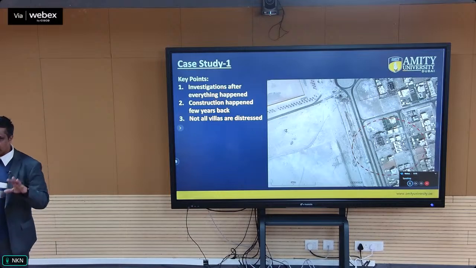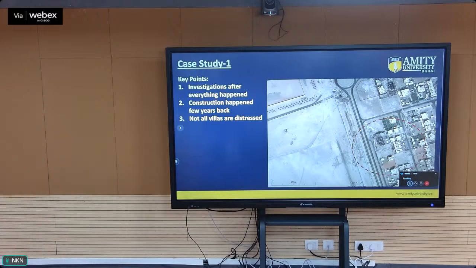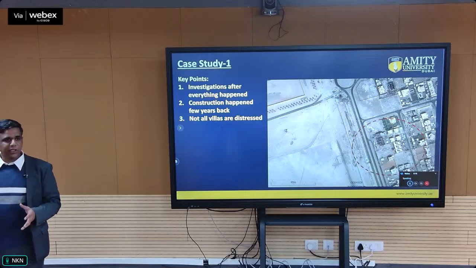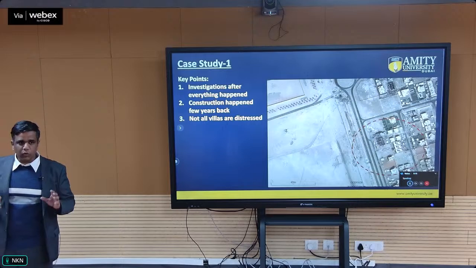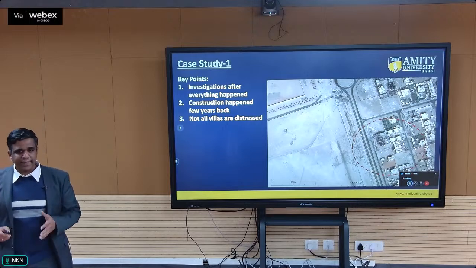So when we see the previous photographs, when we went to that area, not all the villas and not all the roads were damaged. Only a particular section was damaged.